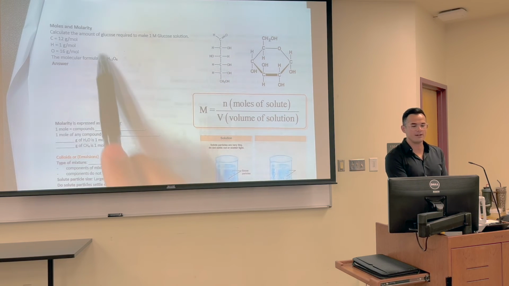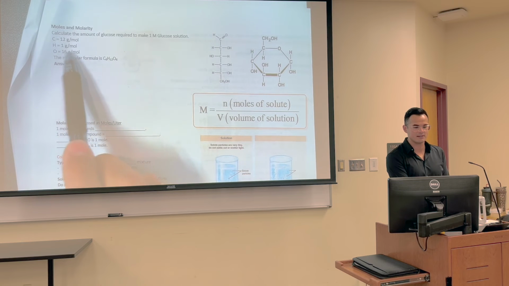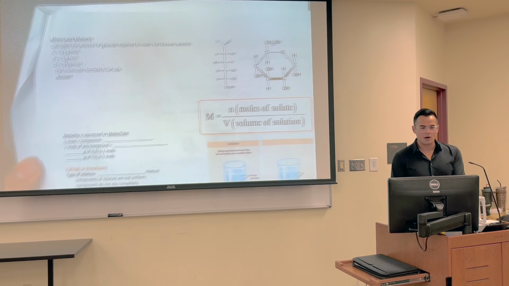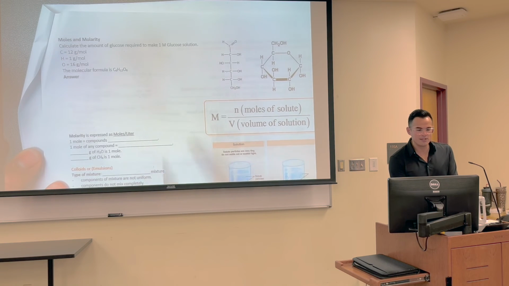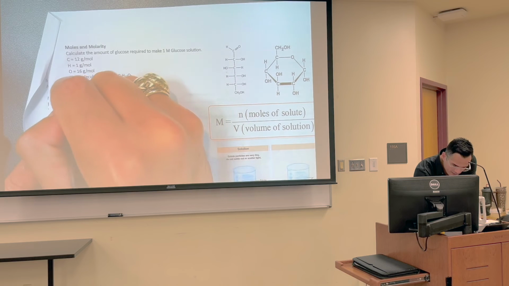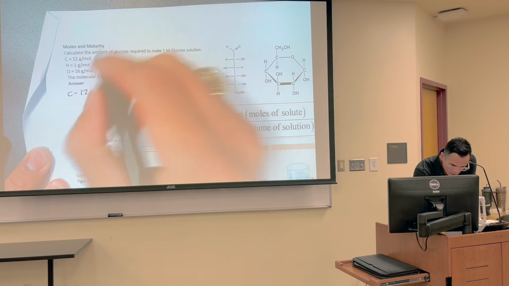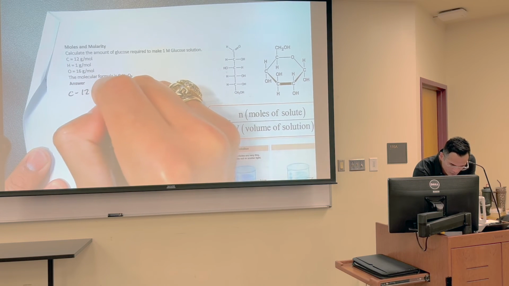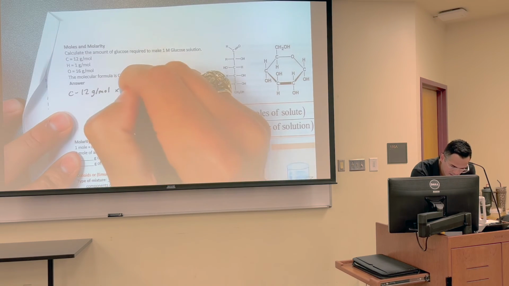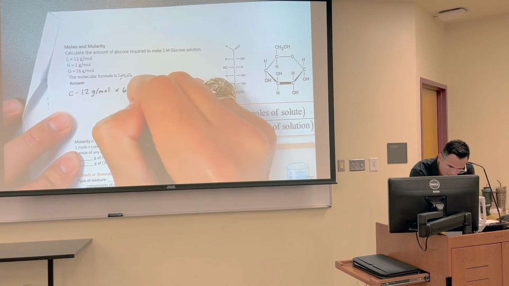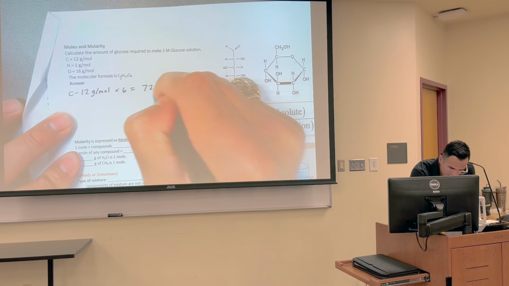So this is all the information that you need. You need this, and you need this. So the first thing we do is we look at the molar mass, and we're using this molecular formula, so all we're going to do is multiply. For carbon, there are 12 grams in 1 mole. And what do we multiply that times? 6. Times 6. And we'll get 72 grams.